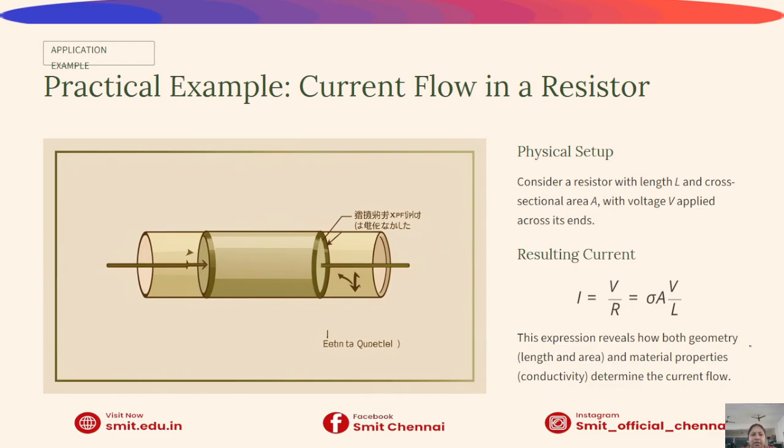The magnitude of current flowing through the resistor depends on the conductivity of the material, the length of the resistor, and its cross-sectional area. A longer resistor offers more opposition to current flow, whereas a large cross-sectional area allows more current to pass through. This example clearly demonstrates how both geometry and material properties influence electrical conduction.